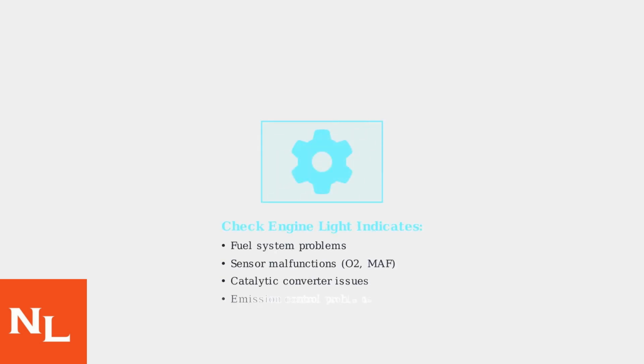Modern vehicles use warning lights to communicate critical system issues. The two most common lights drivers encounter are the check engine light and the vehicle stability control light. The check engine light indicates problems with your vehicle's engine management system. This includes fuel system issues, sensor malfunctions, and emission control problems.